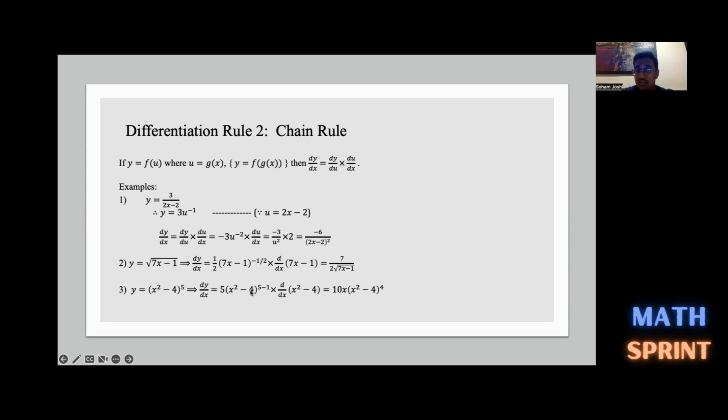So multiplying these two derivative functions together, we get dy by dx is equal to 2x times 5u to the power of 4, which is 10x u to the power of 4. Now substituting u back with x squared minus 4, you get dy by dx is equal to 10x times x squared minus 4, the whole thing to the power of 4.